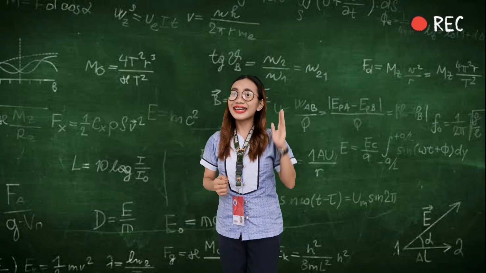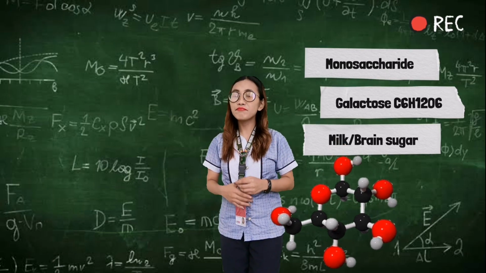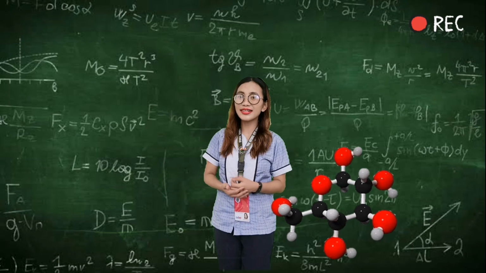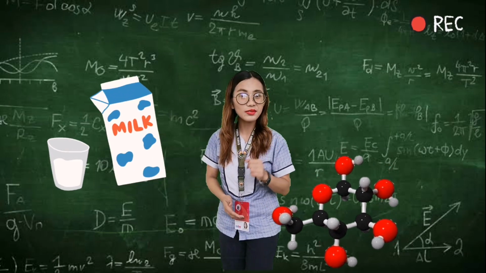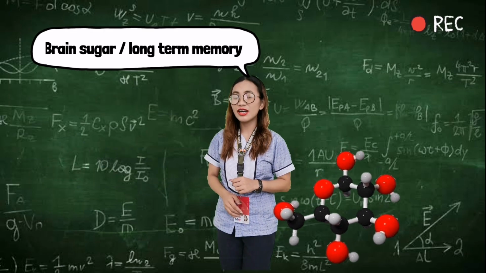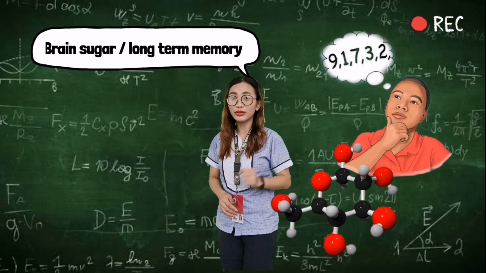Next one is galactose. Galactose is also known as the milk sugar. It is found in dairy products, milk, and other plants. It is also known as the brain sugar, for it supports long-term memory.